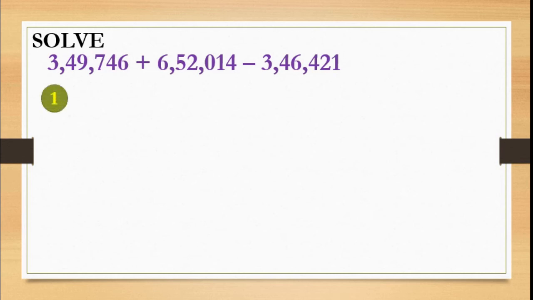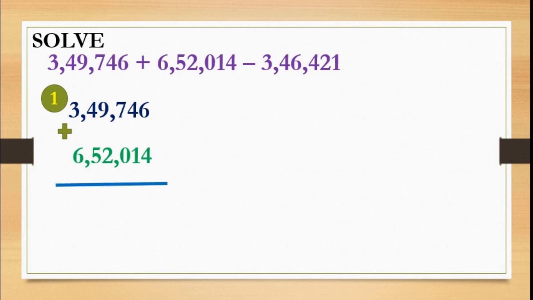Now first one is 3,49,746 plus 6,52,014. We are going to add these two numbers. Here 6 plus 4 is 10. 1 carry over. 4 plus 1 is 5 plus 1 is 6. Now 7 here. 9 plus 2 is 11.